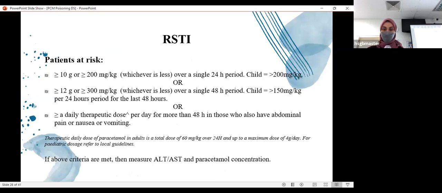So patients who are at risk of RSTI, there are 3 types of patients. The first one is if the patient takes in at least 10 grams or at least 200 milligrams per kg, whichever is less, over a single 24-hour period, or if the patient ingests more than 12 grams or 300 milligrams per kg, whichever is less, over a single 48-hour period, or if the patient takes in more than the daily therapeutic dose, which is more than 4 grams per day for more than 48 hours, in those who have abdominal pain or nausea or vomiting. If one of the criteria is met, then you take the AST and the ALT level as well as you send a DDM sample.